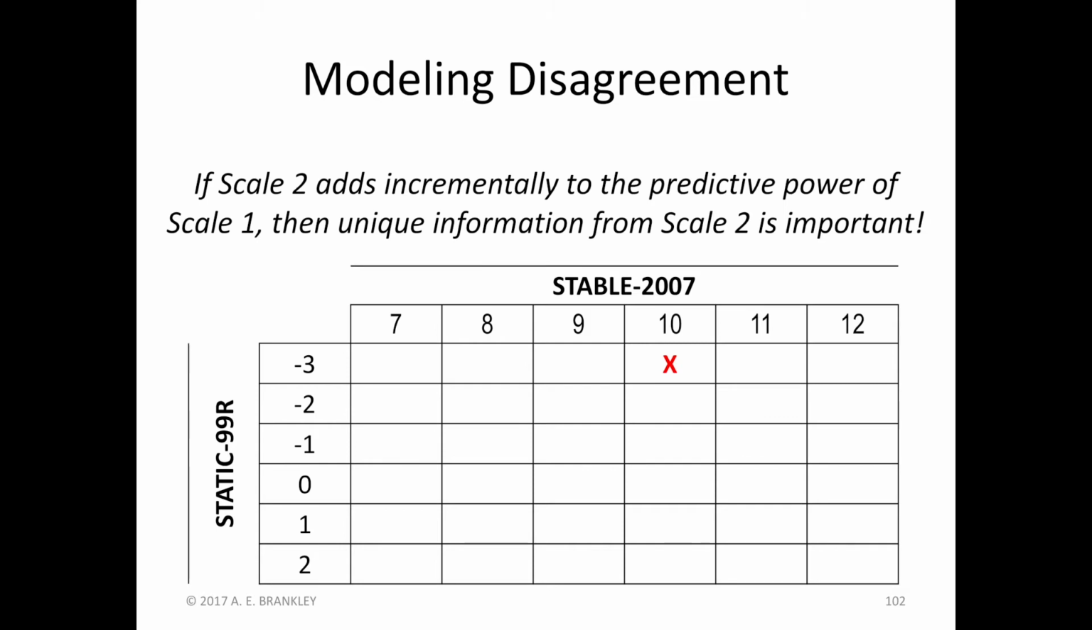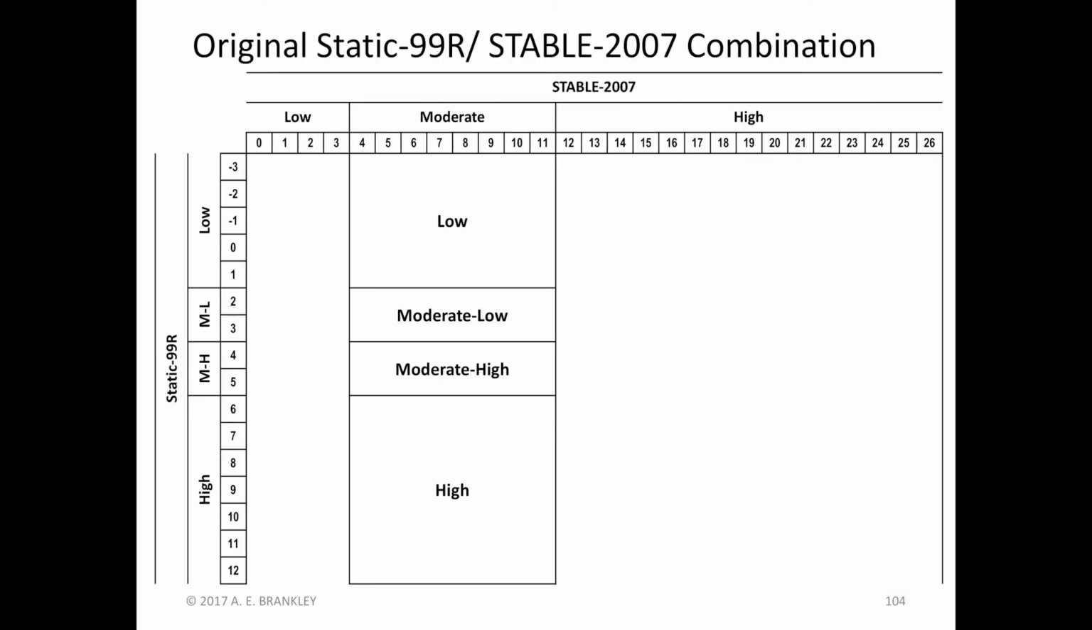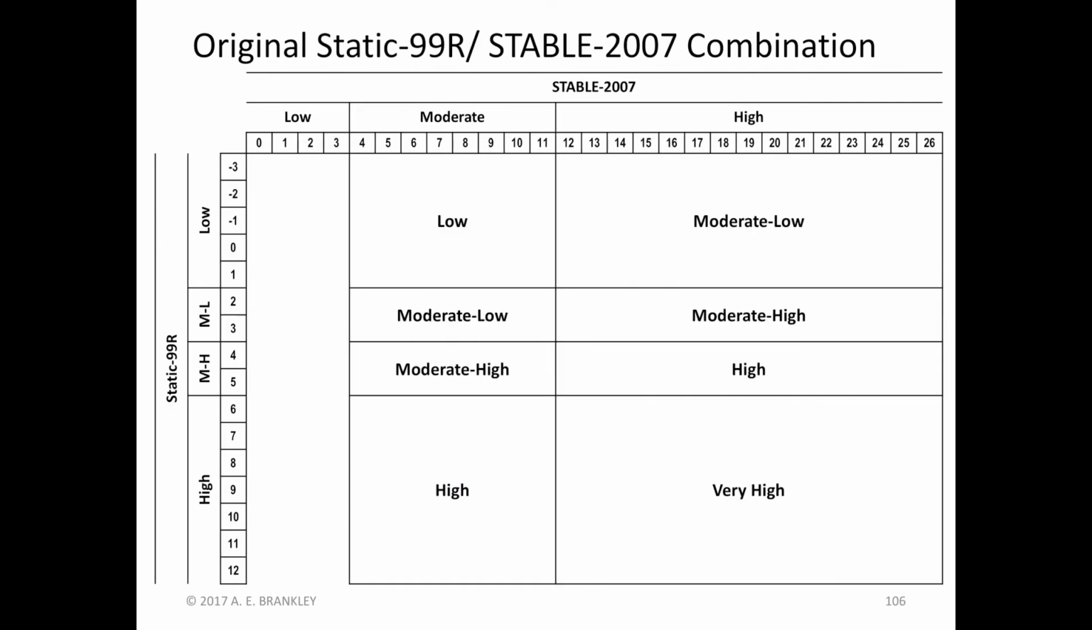So, what do you do? Well, originally, we assumed that everyone would score in the moderate range of stable regardless of the Static-99R risk level. This is model agreement, where both stable and static are giving you the same answer. We also assumed that scores in the high range of stable would be higher than expected based on their static score.